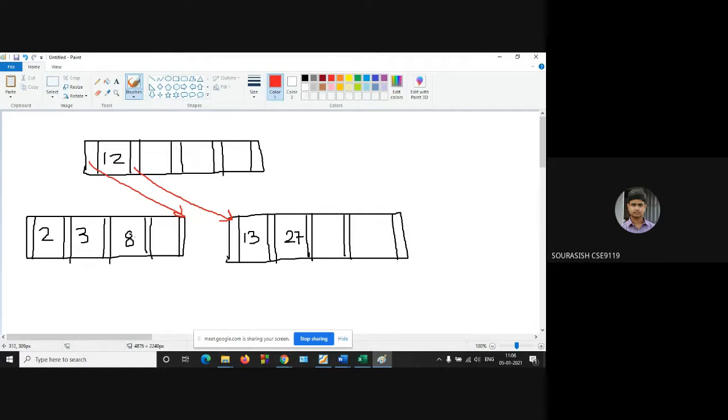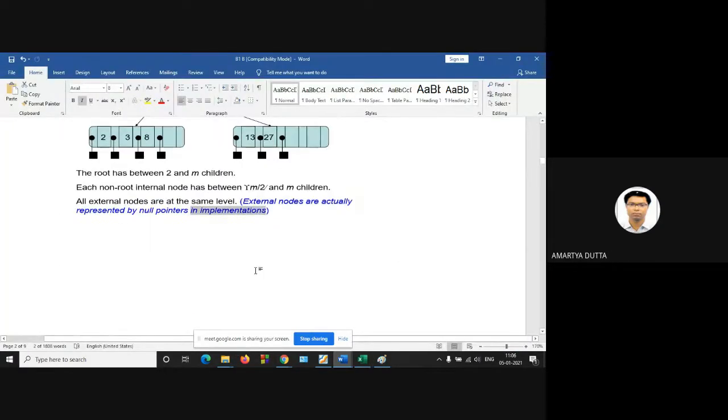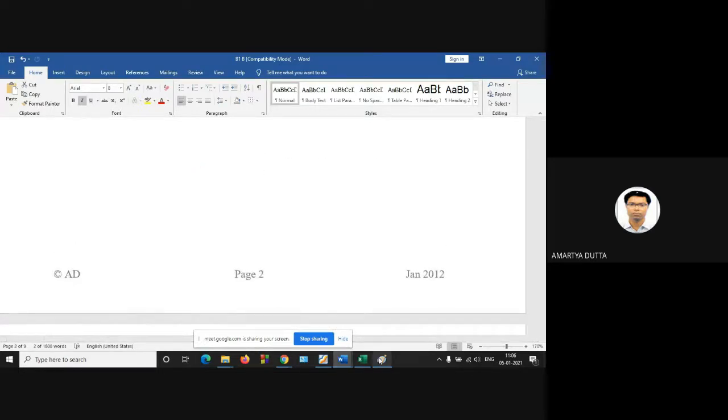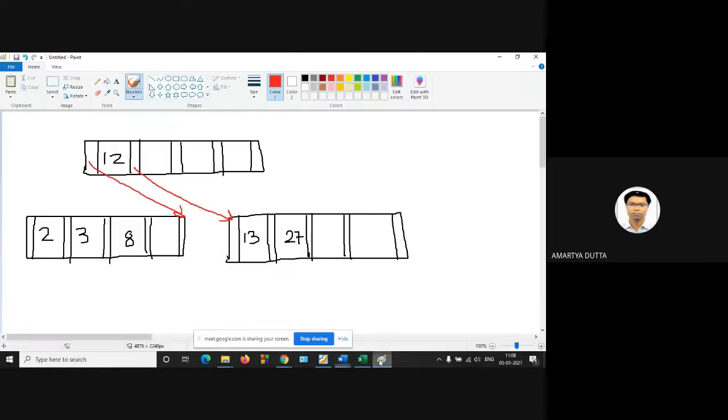Yes, sir. So the m value is 5. Now insert 10. How to insert 10? Any idea? Sir, it's less than 12 and there is a free slot in the left node, so we will just insert 10 there.